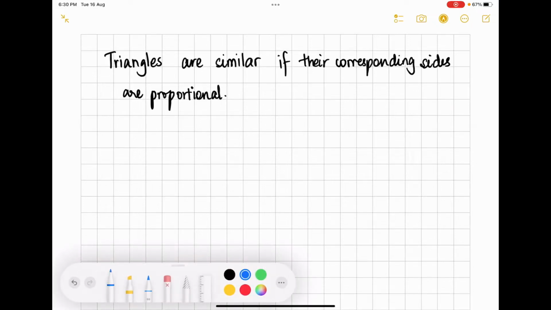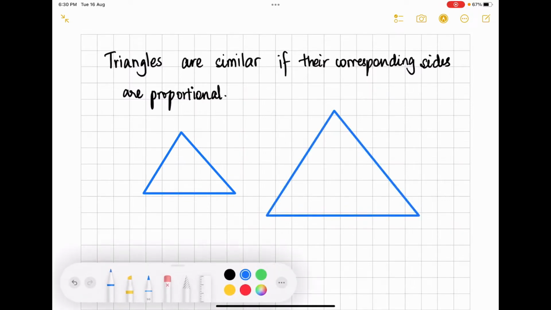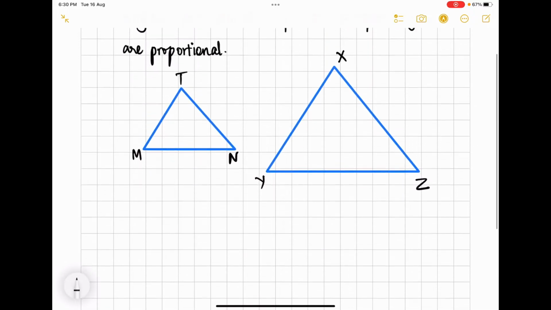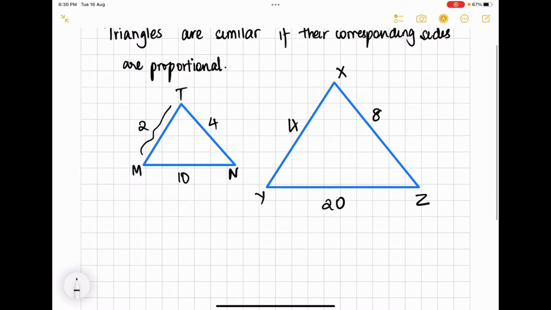Let's quickly look at these two triangles. Let me name this triangle TMN and I'll name this triangle XYZ. Let me give some numbers for these triangles. Say this is of length 2, this is 4, this is say 10. And I'll call this one 4, 8 and this is 20.